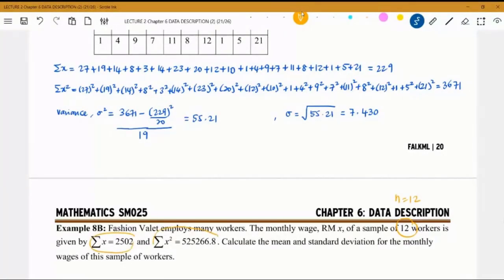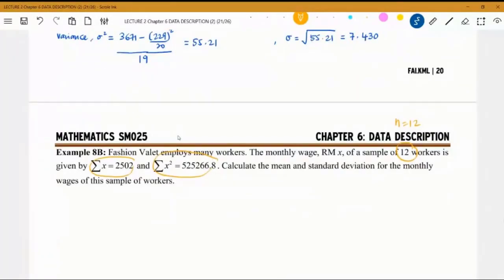So can we directly find the mean and standard deviation? Boleh kira terus? Boleh. Okay, so mean will be summation x over the n, which is 2502 divided by 12. And then the standard deviation where we have it square root of summation x squared, so 52526.8 minus 2502 square divided by 12 and then the whole thing divided by 11.